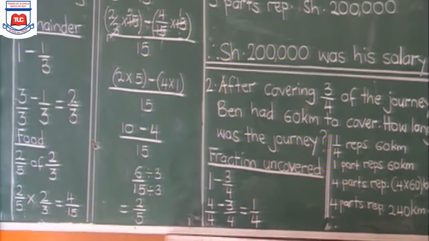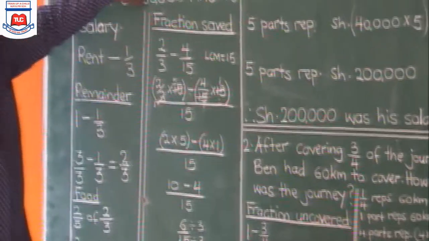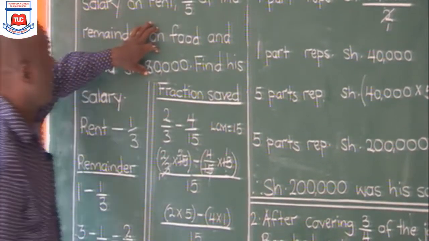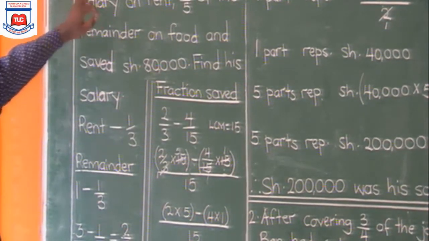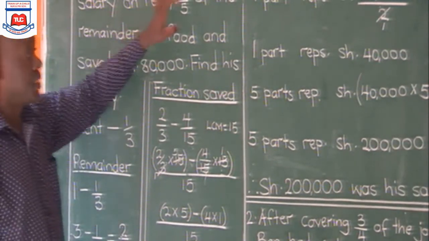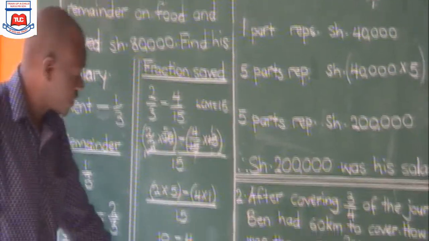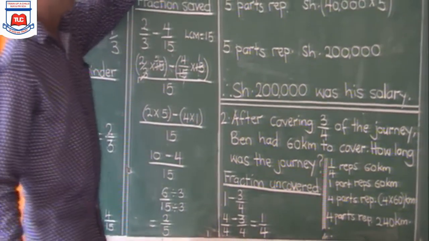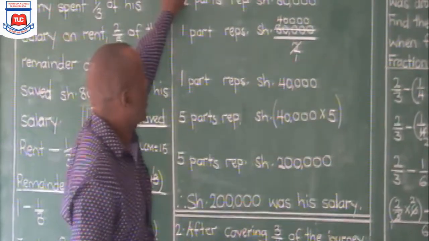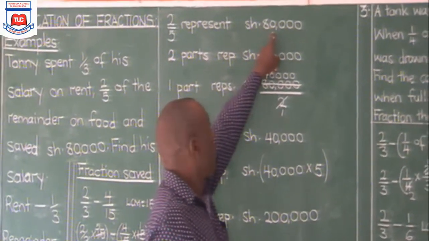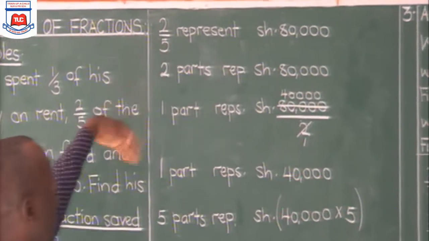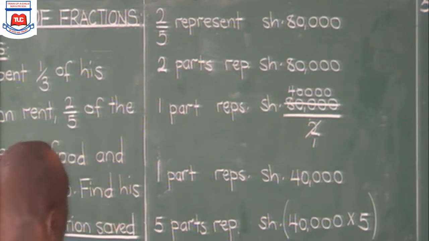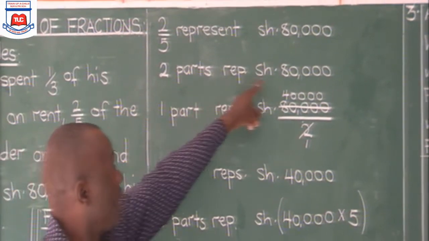But they are saying he saved 80,000 shillings. We have found that, fraction-wise, he saved 2/5, and the actual amount was predetermined as 80,000 shillings. So 2/5 represents the 80,000 shillings saved. 2 of the 5 parts represent 80,000 shillings. Therefore 2 parts represent 80,000 shillings.